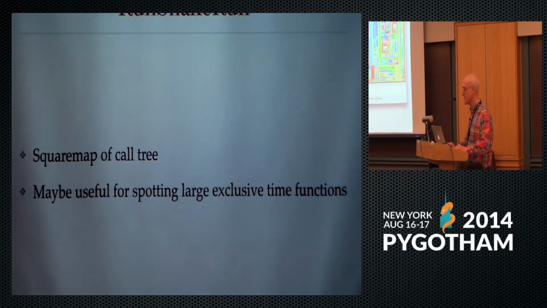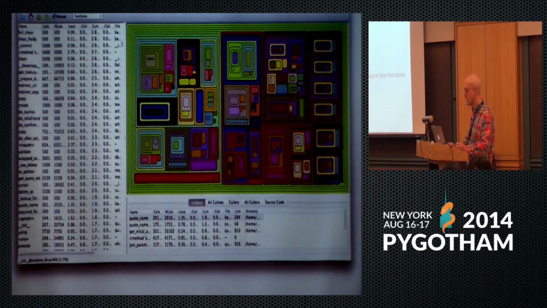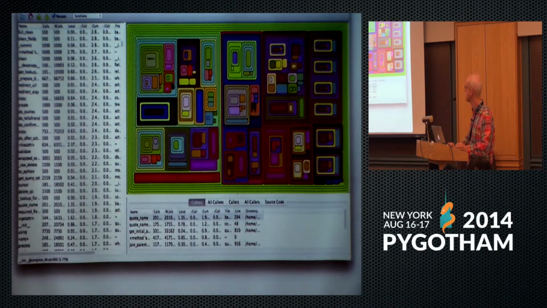So another option that you have is RunSnakeRun. This is a Python program using wxWindows. And this does something pretty similar. It gives you a table you can sort, and it does a square map of the call tree. So let me show you what that looks like. It's a pretty nice way to look through the profile with the data table.